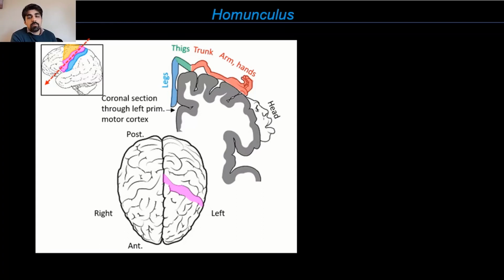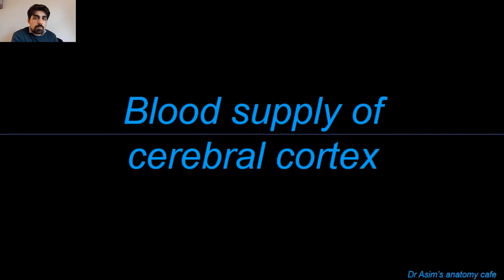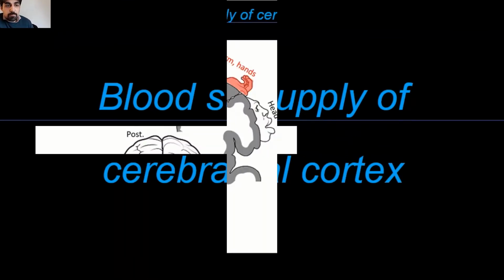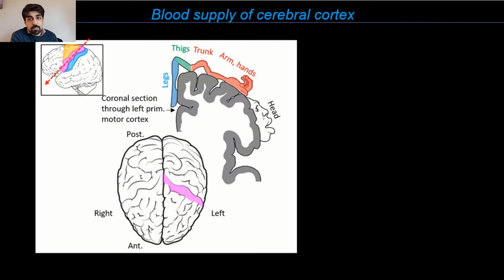Similarly, there is a sequential representation of our body parts on the primary sensory cortex, which is known as the sensory homunculus. Now, does knowing about the homunculus have any clinical significance associated with it? Well, the answer is yes. It is clinically important to know the representation of our body parts on the primary motor and sensory cortex in the motor and sensory homunculus, specifically in the context of the blood supply of the cerebral cortex. So let's discuss that now.